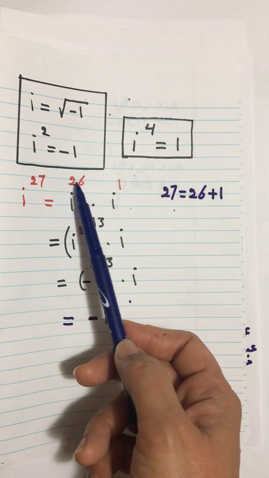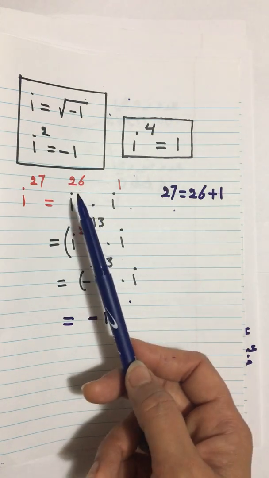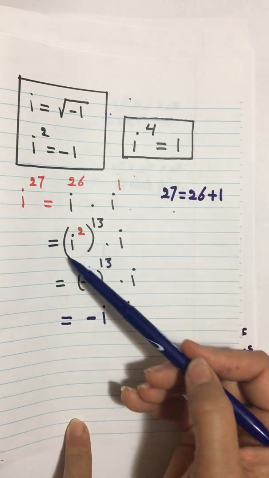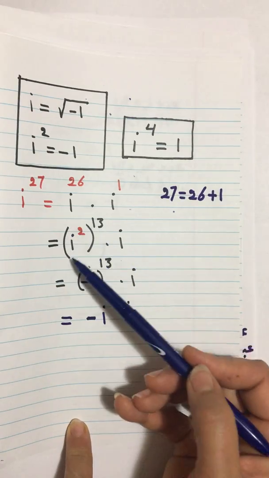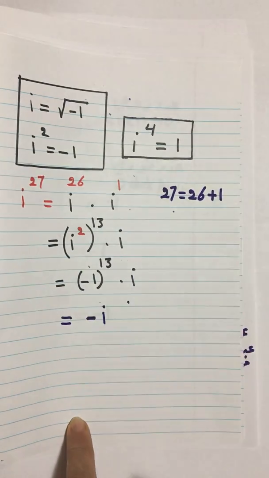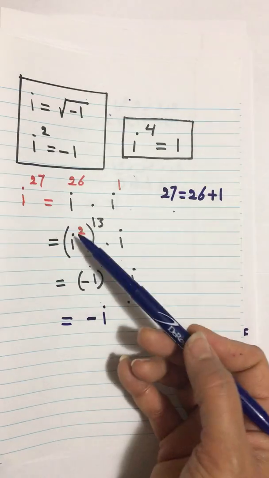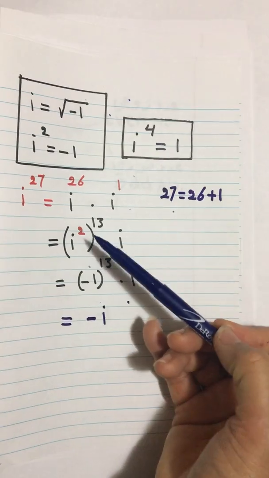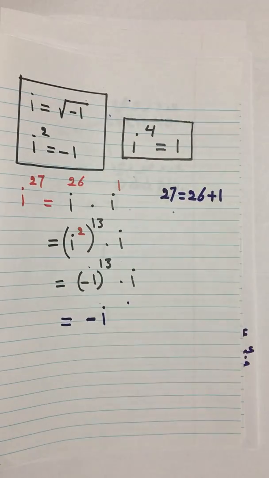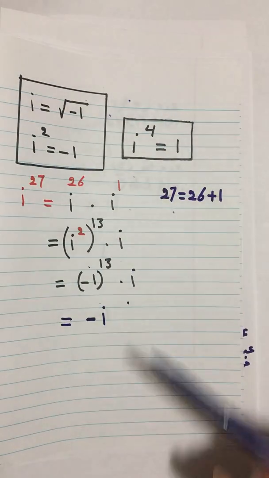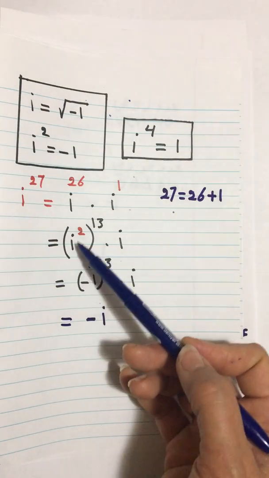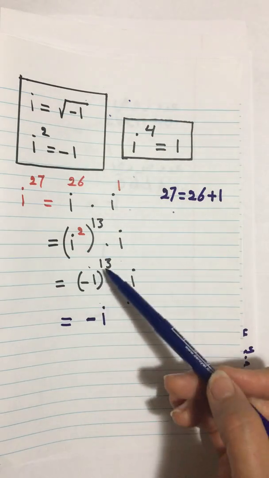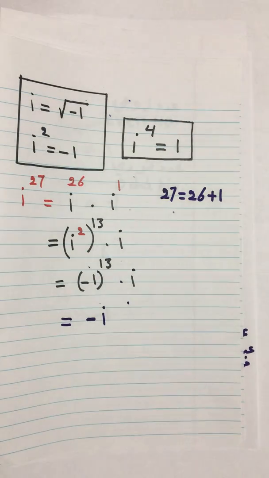i to the power 26. I'm going to divide 26 by 2 and get 13. So 26 is i squared in parentheses to the power 13, since 2 times 13 is 26. And I bring down the i. I know i squared equals negative 1. So negative 1 to the power 13 times i.